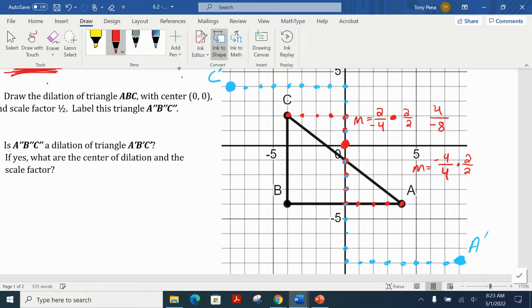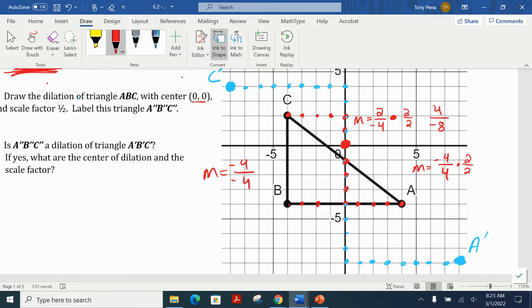But I now need to find this new B point. So I want to start at where I'm centered. I'm centered at the 0, 0. I would have to go down 4 again. So 1, 2, 3, 4. So that's a negative 4. And then I'm going to go left. 1, 2, 3, 4. So that's also a negative 4.